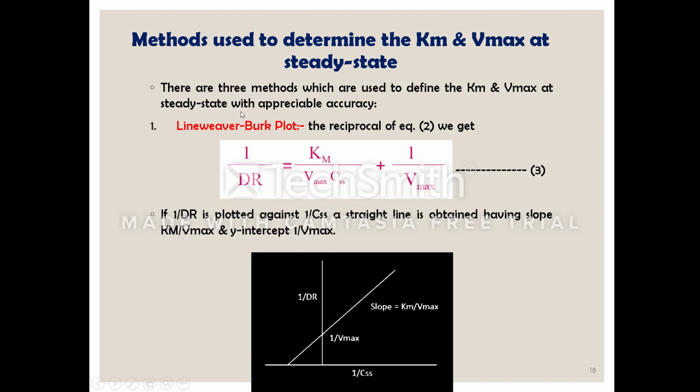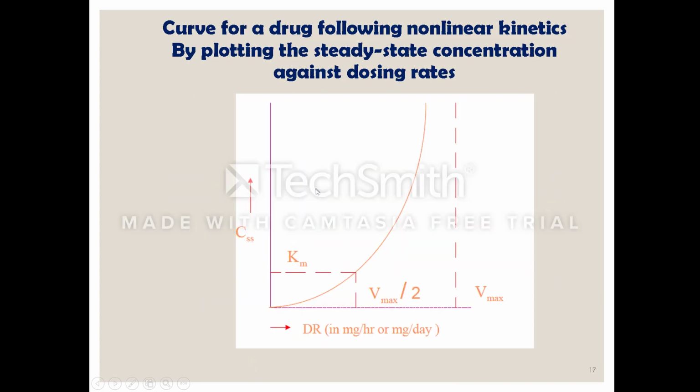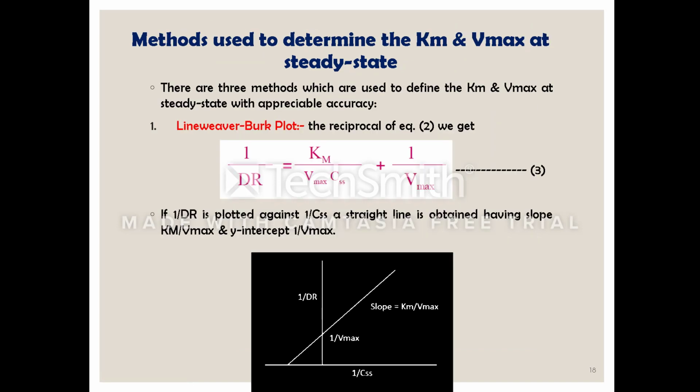Now how will you determine Km and Vmax at steady state? There are three methods used. First is the Lineweaver-Burk plot. Just take this equation and take the reciprocal of this equation. So you will get this. Again it is in the form of y = mx + c. Plot a graph of 1/Css versus 1/DR. You will get this as the slope and this as Vmax.